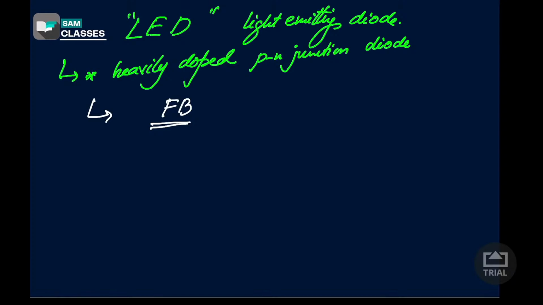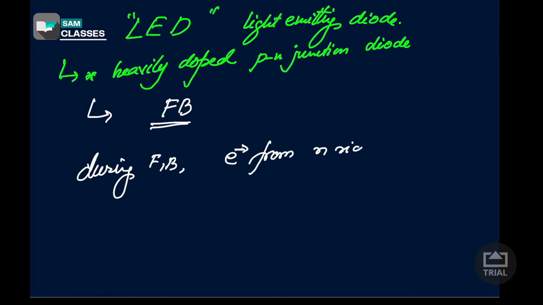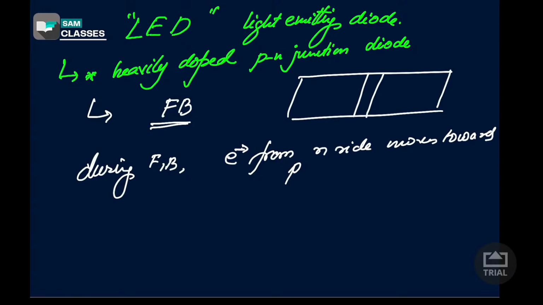In this, basically what happens, students? During forward bias, electrons, they move towards which side? Electrons from the N side move towards P. You can see it like this, just a forward bias diagram. Positive plate at P, N. So electrons from here start going in here. Correct, because the electron will be attracted. Clear?